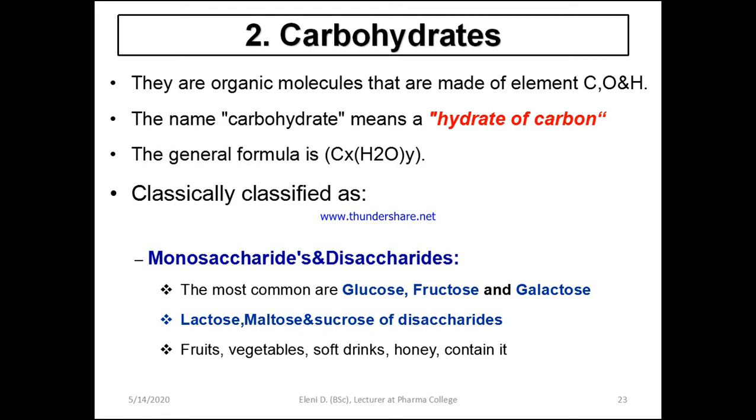Lactose has two monosaccharides in it, one glucose and one galactose. Maltose has two glucose molecules, glucose plus glucose. And sucrose has one glucose molecule and one fructose molecule in it. The monosaccharides and the disaccharides are termed as free sugars. The food sources are fruits, vegetables, soft drinks, honey and so on, which contain these carbohydrates.